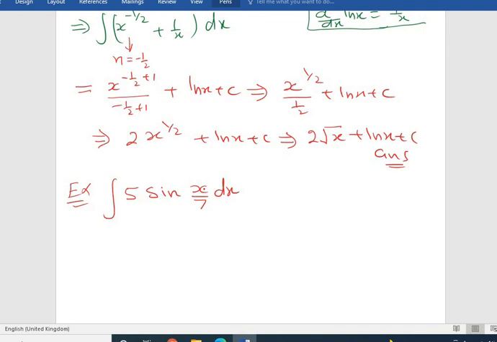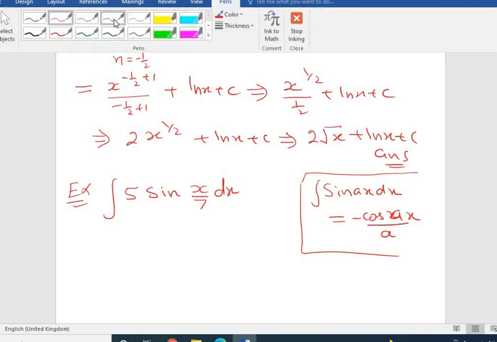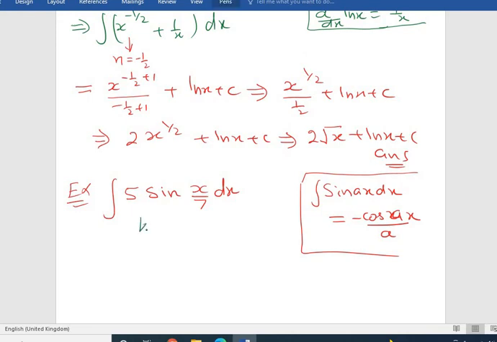Now I am going to write this by using the integration which I already explained to you previously: the integration of sine ax dx is minus cosine of ax divided by a. So you just need to check what a is here. Here a equals 1 by 7, meaning the constant term is 1 by 7.